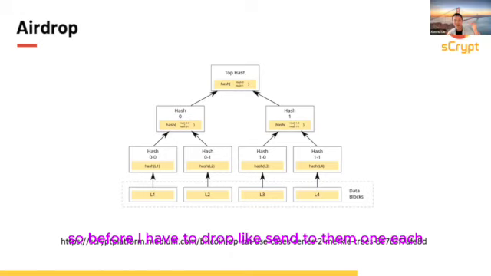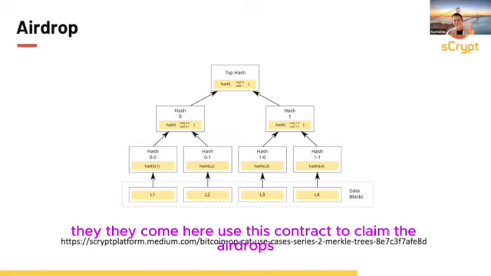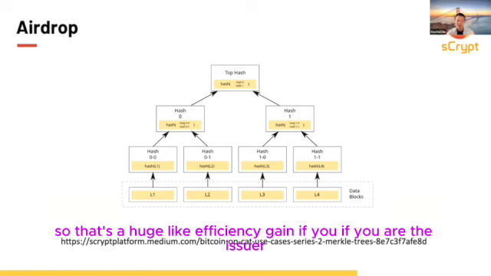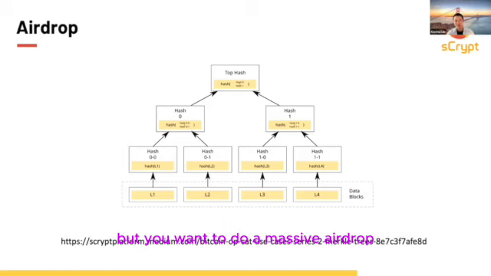Before, I had to send each one of them an individual transaction. Right now, if I can use an airdrop contract, I only send one transaction. And Alice, Bob, and Charlie come here and use this contract to claim the airdrops. That's a huge efficiency gain if you are the issuer and want to do a massive airdrop. This is actually what people are doing on Ethereum, but it's not available on Bitcoin, unless, thankfully, now with OP_CAT, you can do this airdrop in one transaction instead of 1 million transactions.